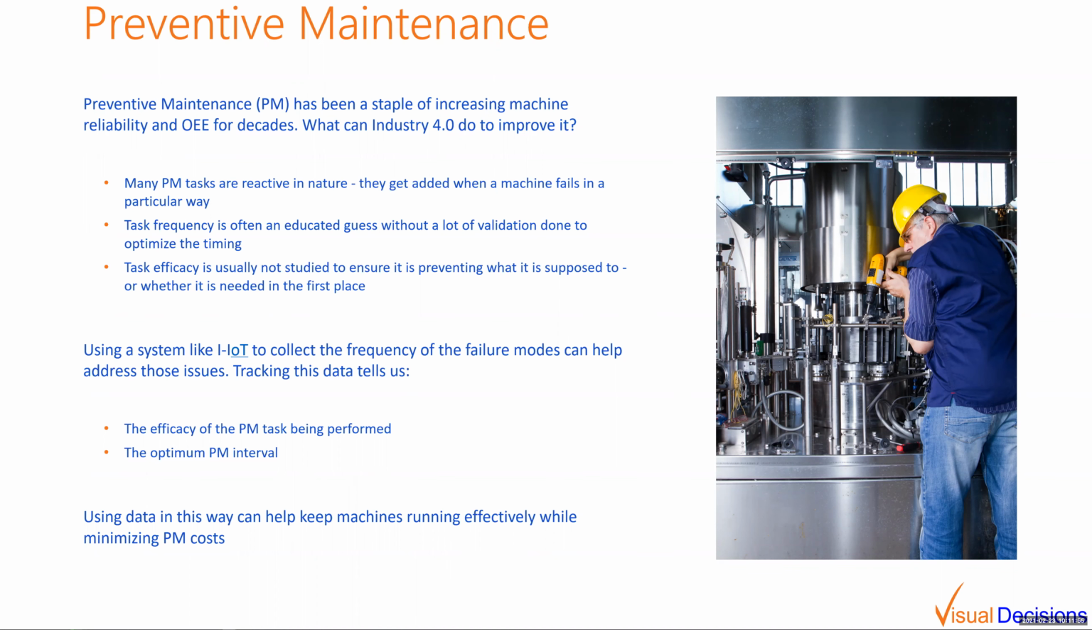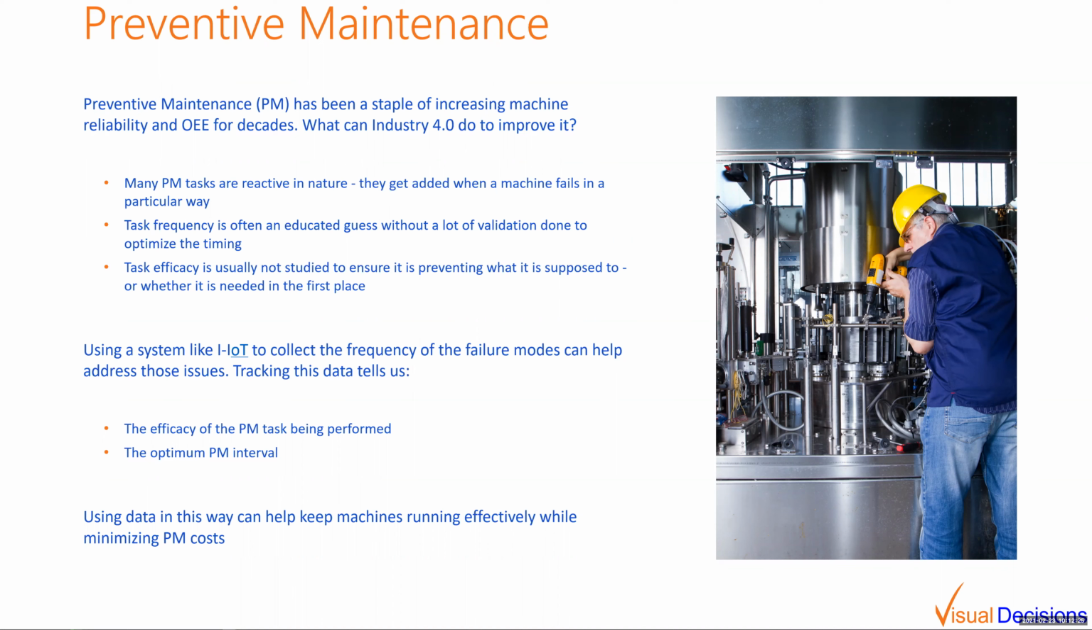Task frequency is often just an educated guess without a lot of validation done to optimize that timing. The task efficacy is usually not studied to ensure it's preventing what it's supposed to, or whether it's needed in the first place. But using a system like I-IoT to collect data can help address all of the issues listed above, but it must be done with forethought and intention.